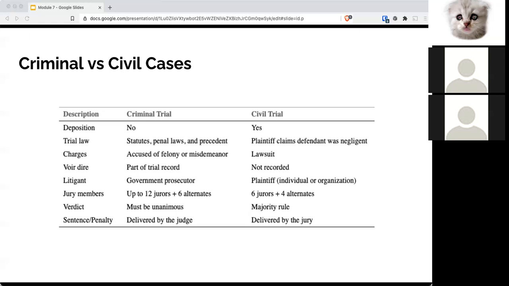A civil case is brought by an individual or an organization, referred to as a plaintiff, against an individual or an organization. Civil trials generally involve disputes over money. If successful, the plaintiff is awarded money by the jury. A civil trial identifies whether an entity failed to act reasonably and prudently under a certain set of circumstances, or what's called the preponderance of evidence.